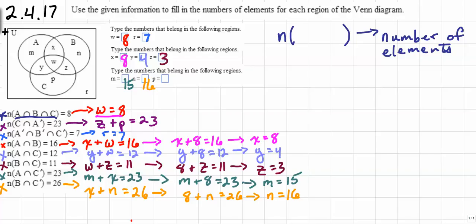Well, the easiest way to do that is to go back to the one that I haven't finished with. And that's this one right here. Z plus P equals 23. I know that Z is equal to 3. So we'll go ahead and we'll put the 3 in there. And we're going to add to that P, and that will be equal to 23. And if we subtract 3 from both sides, that yields the fact that P is equal to 20. And I have established the cardinality for each one of the regions for this particular given problem.